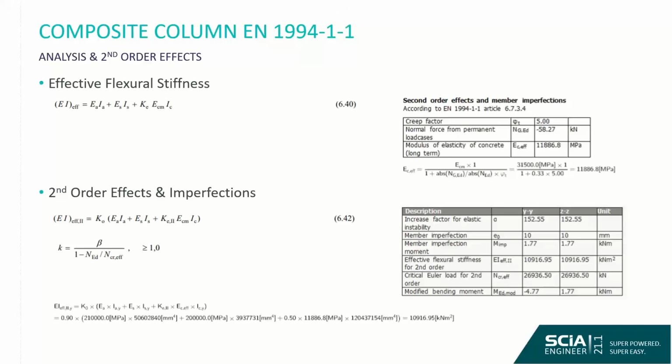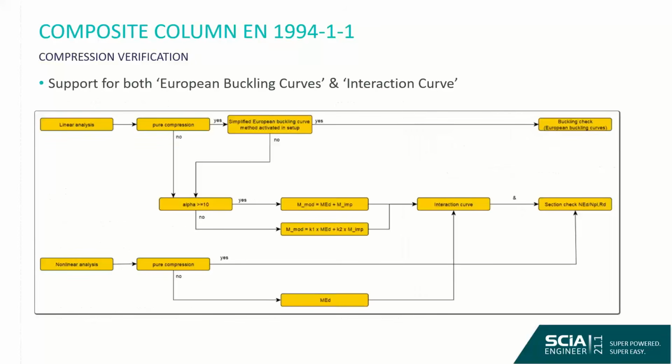Now for composite columns, the imperfections and second order effects are taken into account a little bit differently than in our standard steel check, for example. So I will go a little bit more into a detailed explanation of this.